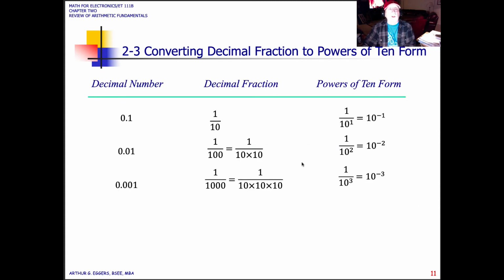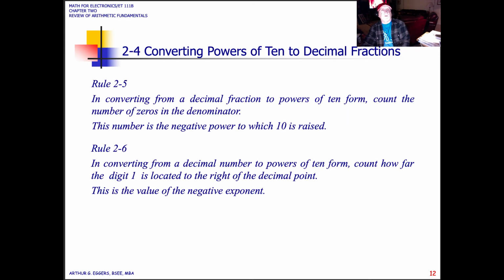So if we look at relationships in decimal, decimal fraction, and powers of 10, these are all ways of handling these decimals in the numerator so that when we get ready to do the operations, it makes it easier for us to solve a problem. Rule 2.5, converting from a decimal fraction to powers of 10, count the number of zeros in the denominator.